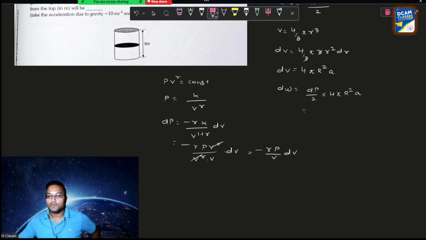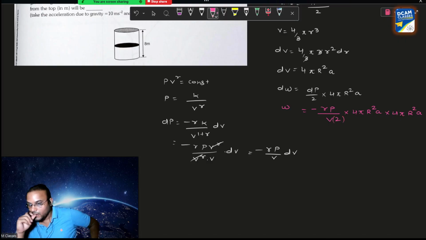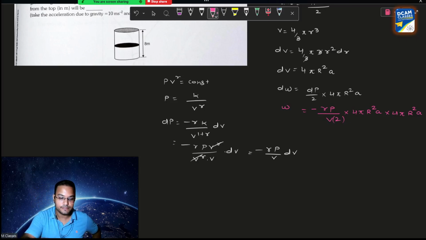Here this dW, the work done, is dP by 2, which is minus gamma P by V into dV divided by 2, where dV is 4 pi R square into a, into 4 pi R square into a. Right? Question is somewhat typical.